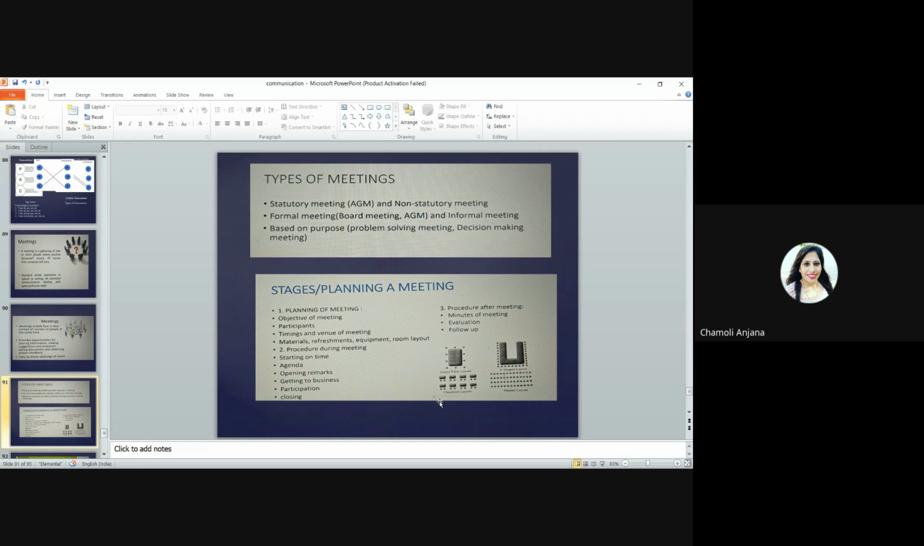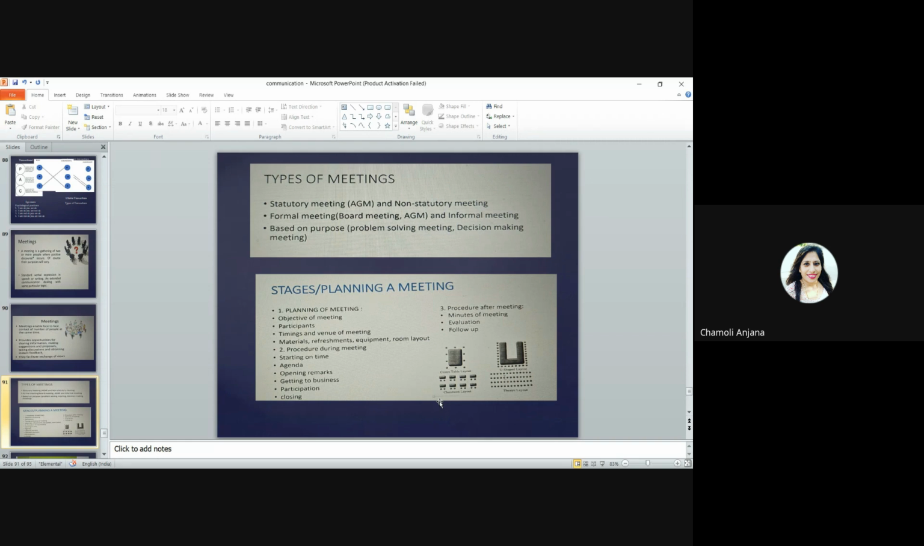Then formal meetings are those which follow a particular procedure for conducting the meeting, and which usually require serious discussions over a particular issue or topic. An example can again be the AGM, the annual general meeting, or a board meeting, or a meeting with all the managers. Maybe the GM is calling a meeting with all the managers. Even that can be a formal meeting. A formal meeting is one where all the procedures, all the steps are followed to conduct that meeting. What those steps are, we will see.